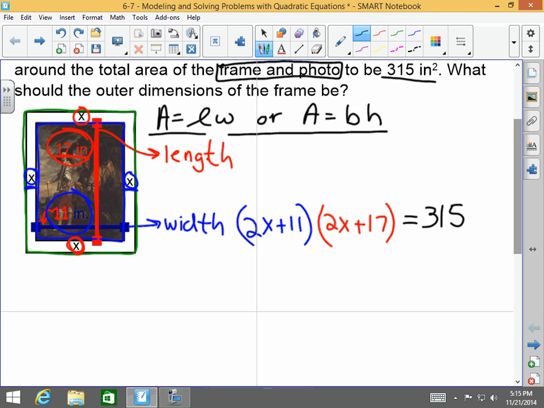So now it's just using the skills that we've learned for a long time. So let's go ahead and solve this. First of all, we're going to FOIL out these two binomials. So when we FOIL this out, we're going to be left with 4x squared.